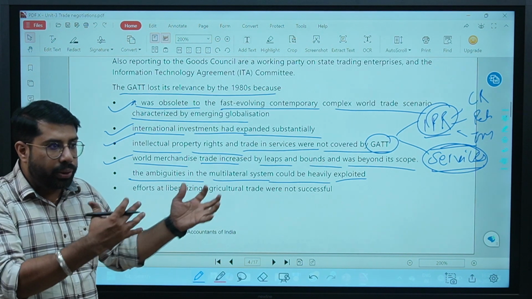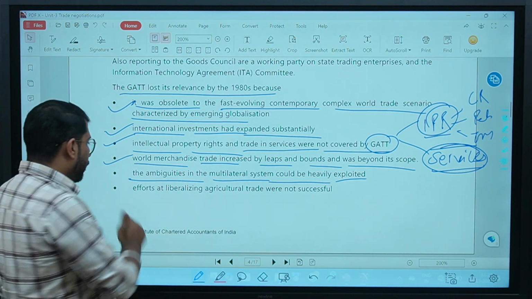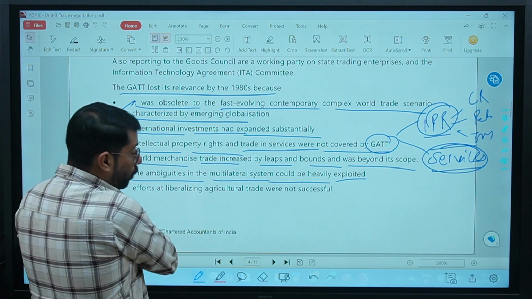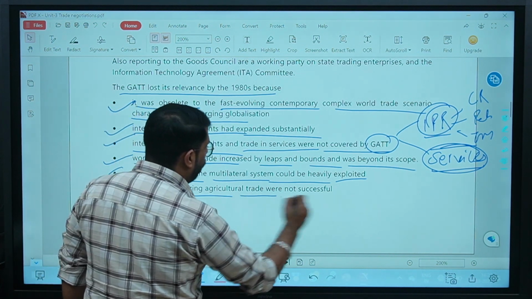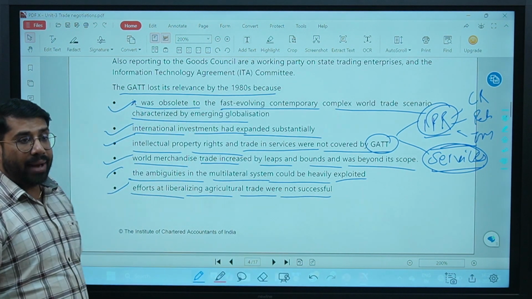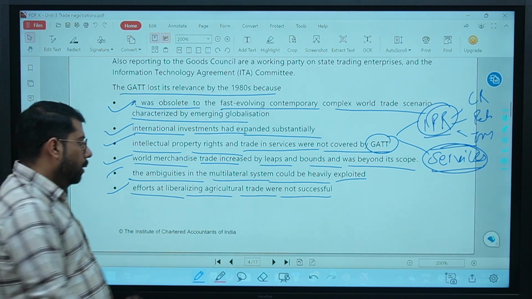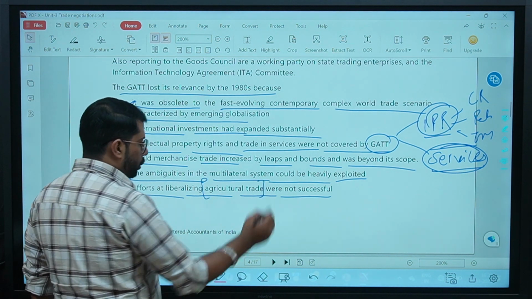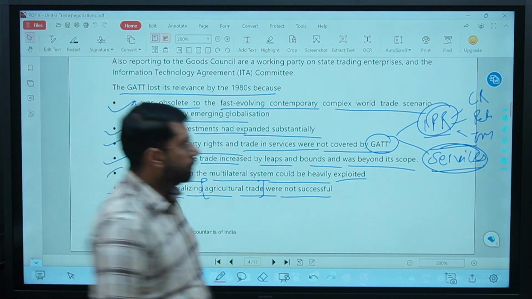Are you clear? The rules and regulations were very lenient. Last point, second last, I think we have two more points here. Efforts at liberalizing agricultural trade were not successful. GATT could not make it easy to do trading on agricultural goods. So that was again a very big problem for us. Clear?